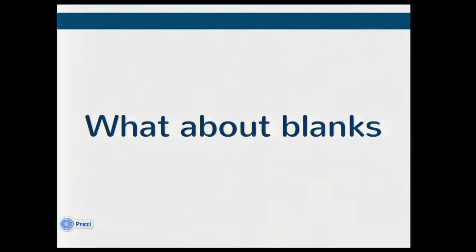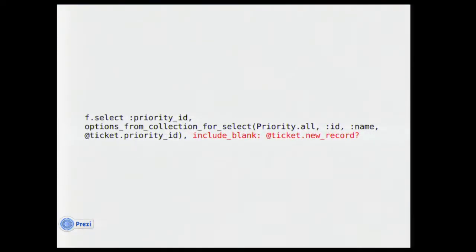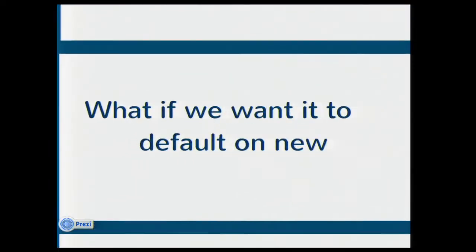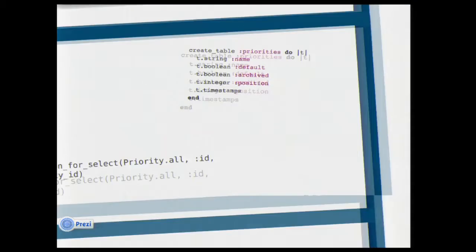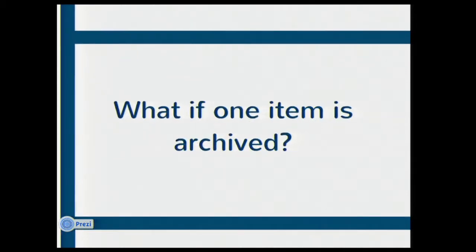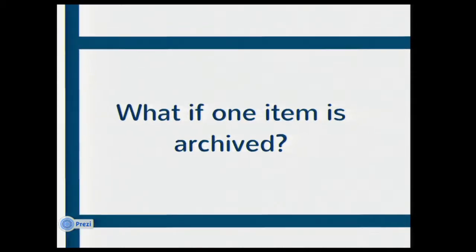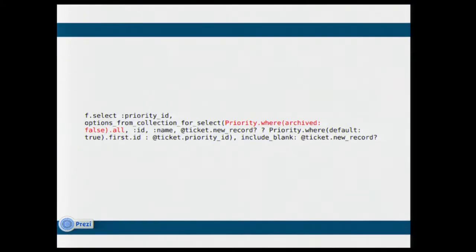But what about if we want blanks in there when we have a new record? So we might add that little bit of code, and what if we want a default on new? So when we're creating something new, we get a default record, so we add a new field up the top here, and we add this bit of code. Okay, what if the item's archived and we don't want to show archived items? So we'd have an archived field, and we add this little bit of code.